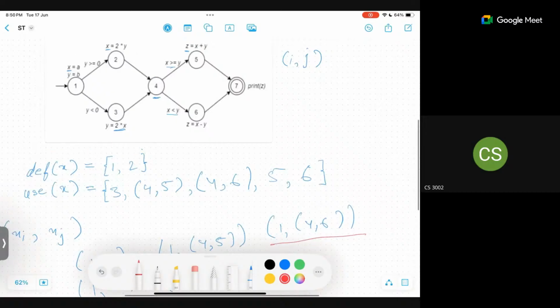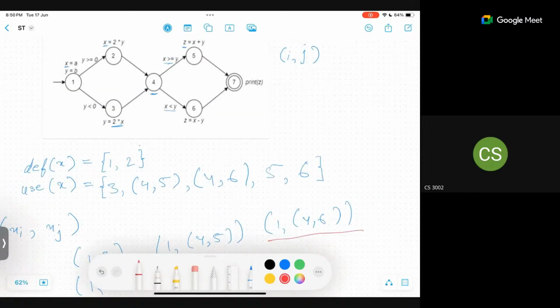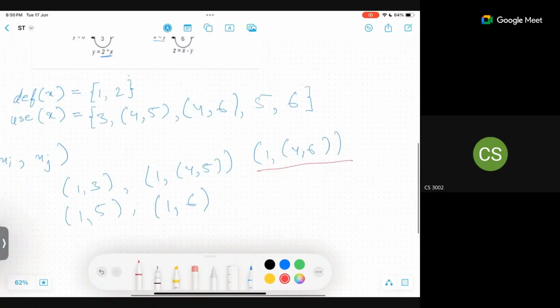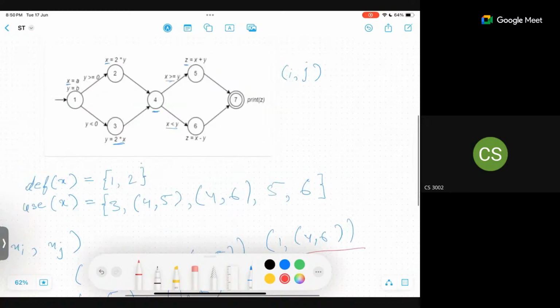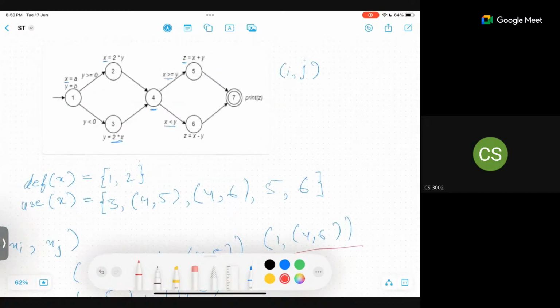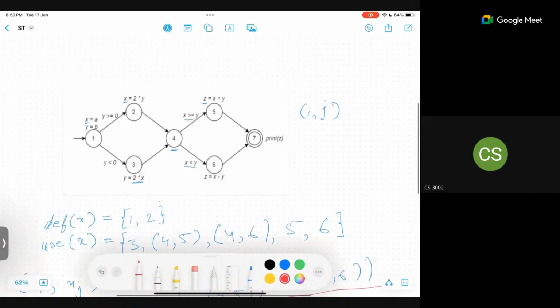So let's say if I want to use at 4 6, then I start at 1. So 1 2 4 6 could be one du path, right? But it could not be a du path because it is not def clear. So 1 2 4 6 is a path like this, 1 to 2 to 4 to 6. But since there was a redefinition of x in between, actually the definition at 1 is not being used, right? Because at 2 we redefined it here. At 2 it is being redefined.